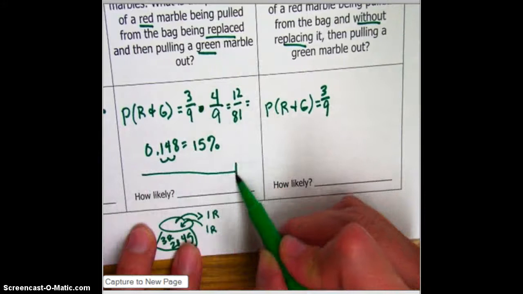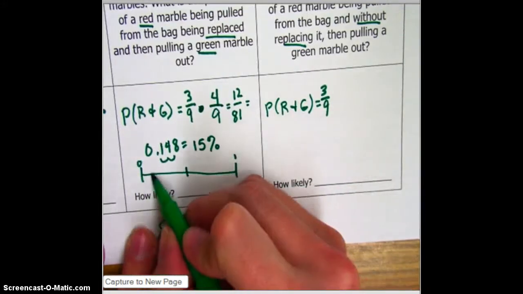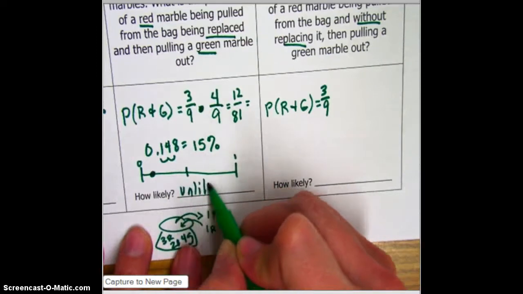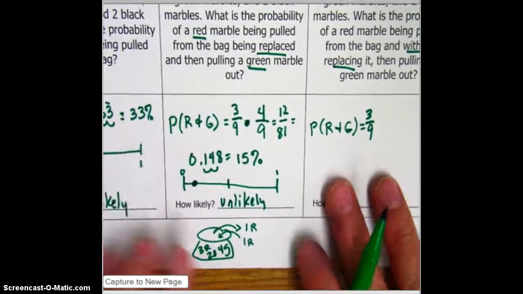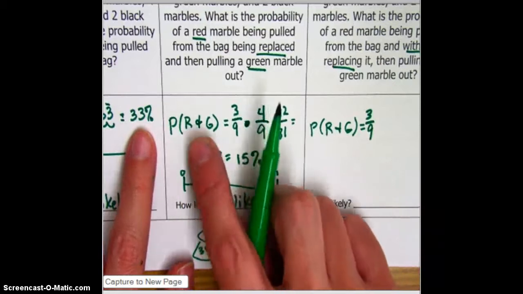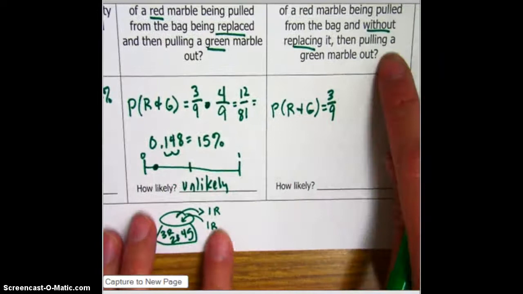How likely is it on the likelihood scale? Here's 0, here's 1, here's half. So 0.15 would be about right here. It's also unlikely. But here you had a better chance of pulling a red than you would have pulling a red and a green. But let's see what happens here when you don't replace it.